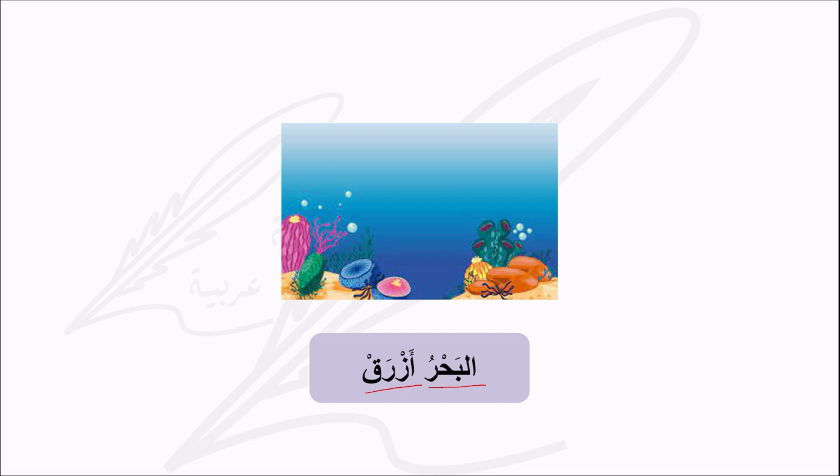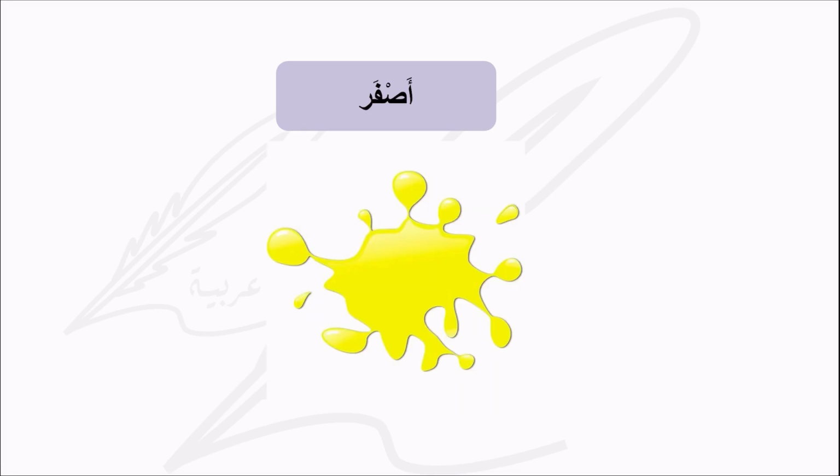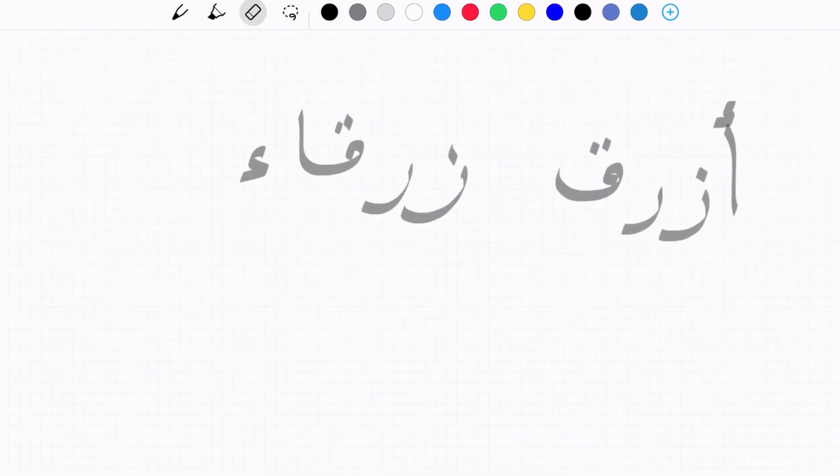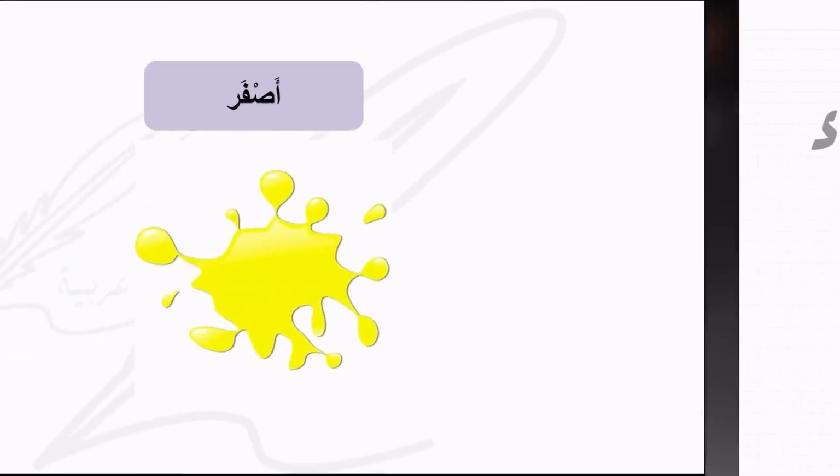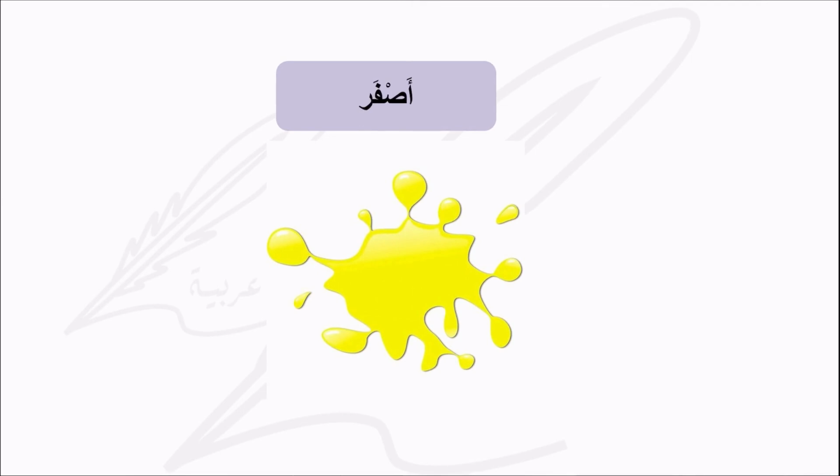You are doing great. Moving on to another color, and that is yellow. Yellow is asfarun. Let's write it down together. Asfarun. This is for something that is masculine, and for a feminine, it's safraun. Asfar, safraun.